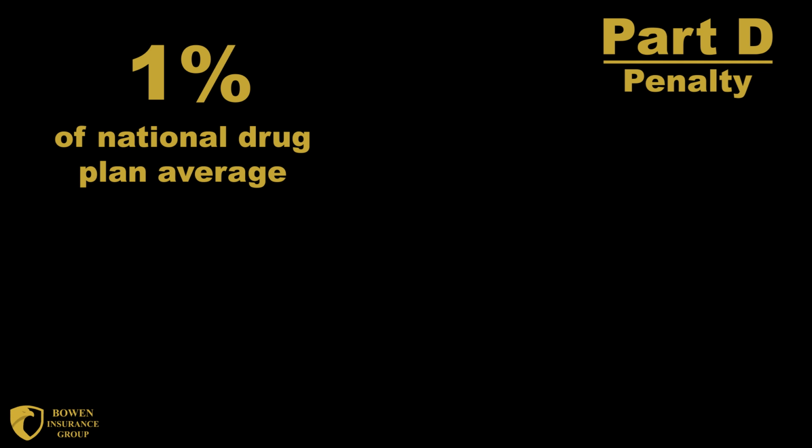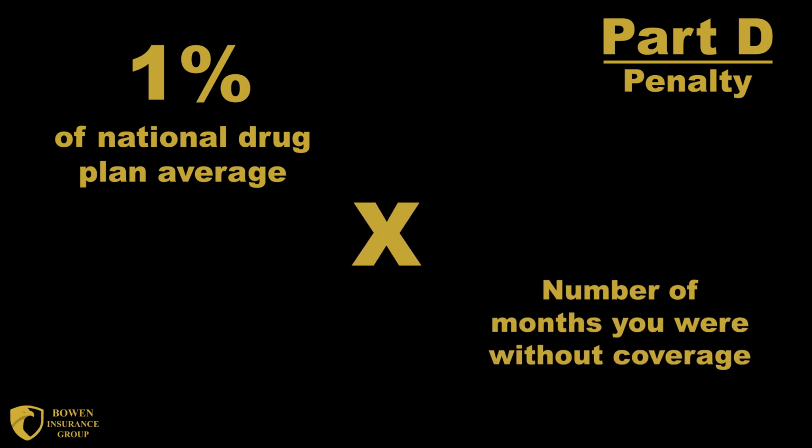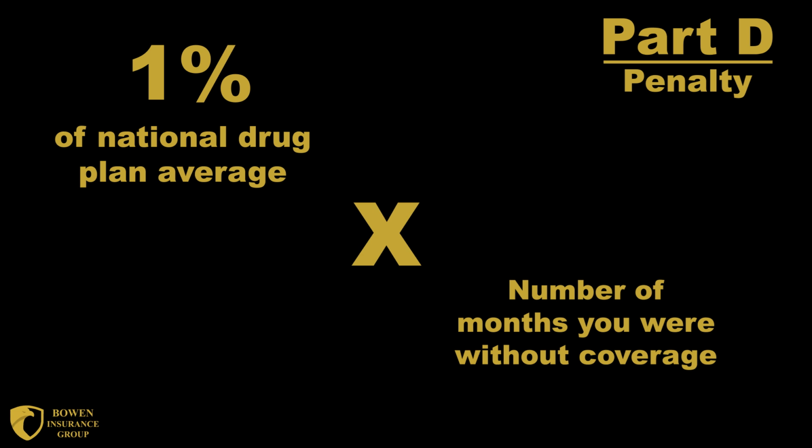If you don't enroll in Part D when you're eligible, you will pay a penalty once you do enroll. They calculate this by taking 1% of the national drug plan average, times the number of months you were without coverage. This penalty is for life.